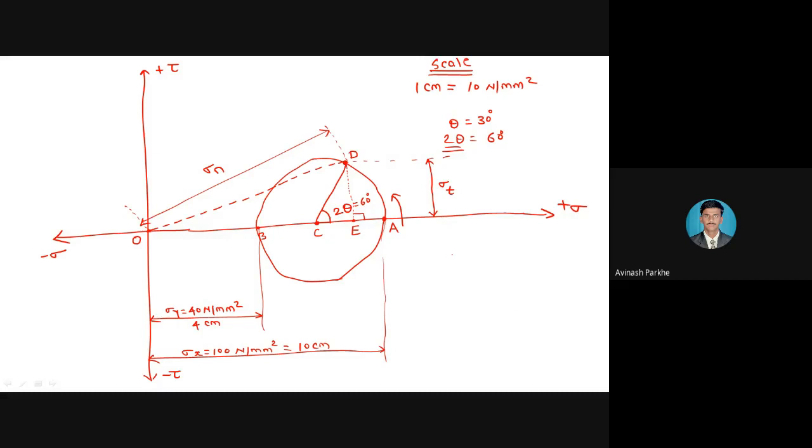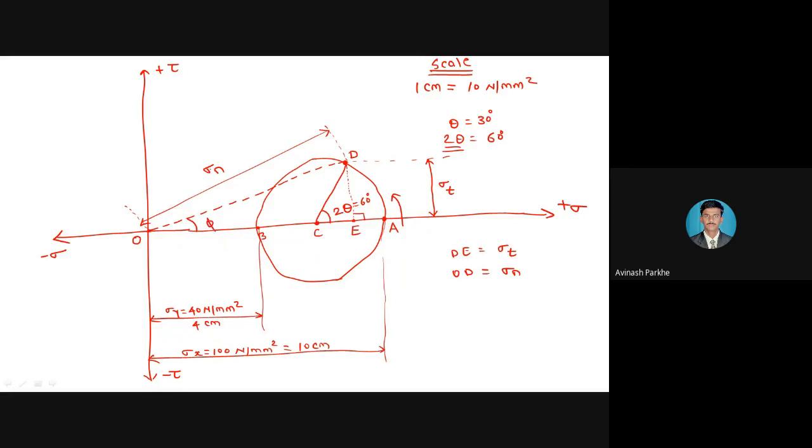So DE is equal to sigma T, OD is equal to sigma N. Okay, then you will get one angle DOE. Angle DOE. This is called as a phi.